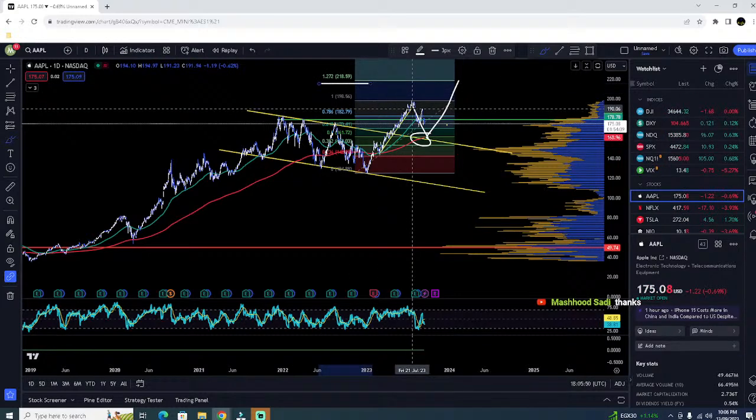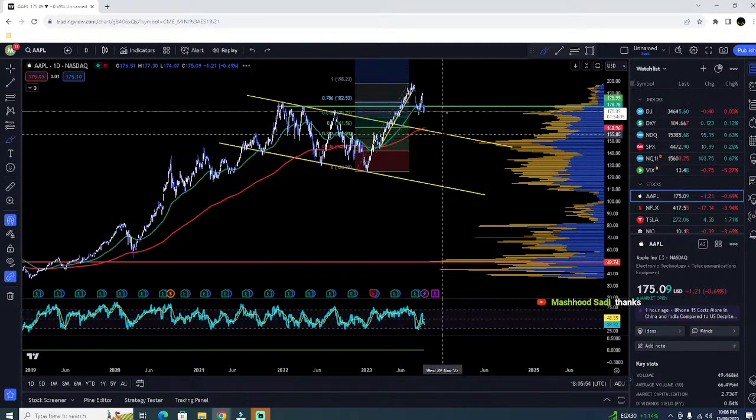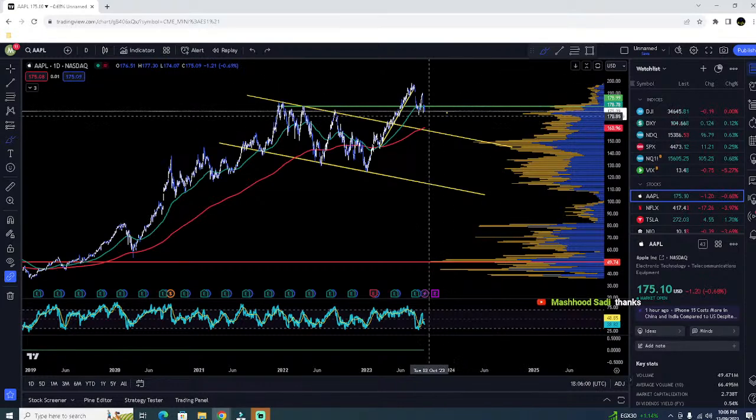So this is why it is always important to have an eye on the longer time frame, like the daily or the weekly. Even the monthly time frame is very important. So this is what is happening on Apple.